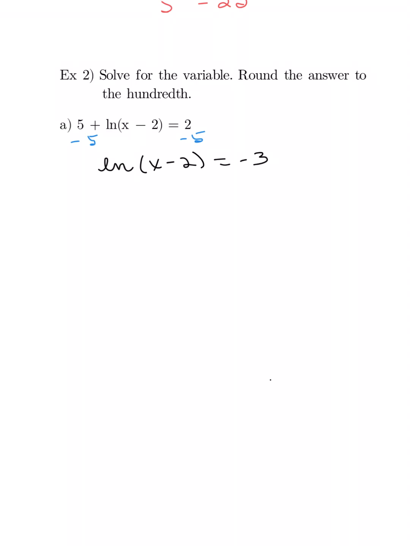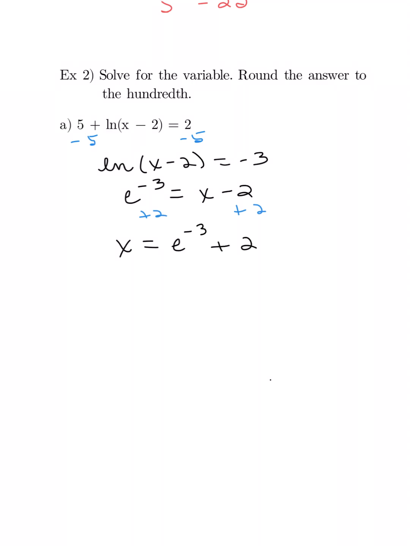Now that our logarithm is isolated, we want to go to exponential form. In order to do that, you need to remember that the base of a natural log is e. So exponential form of this equation becomes e to the negative 3 equals x minus 2. We're going to add 2 to both sides, and we have x equals e to the negative 3 power plus 2.